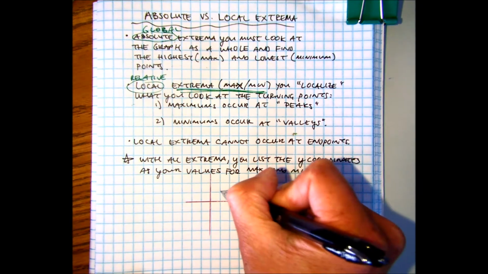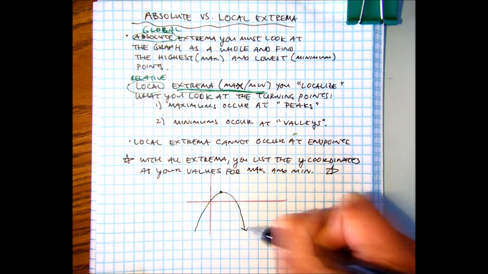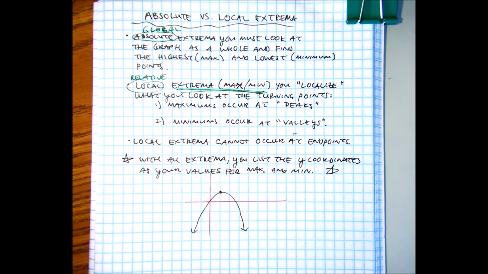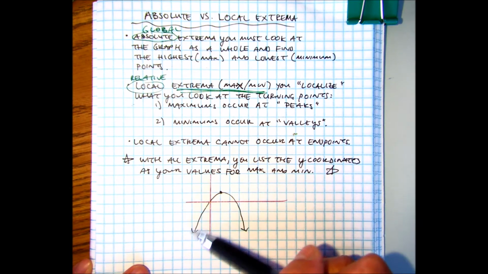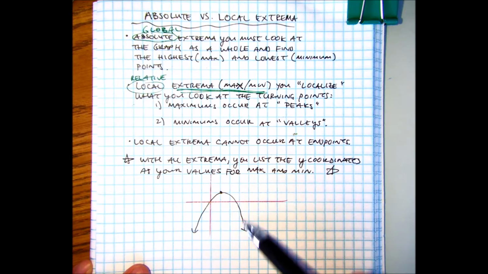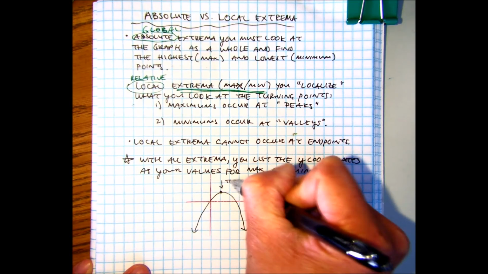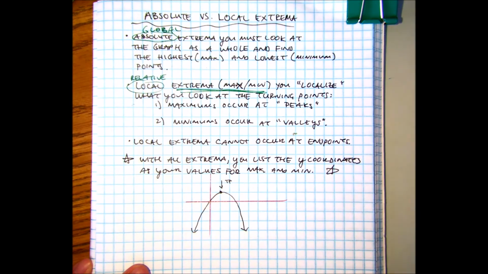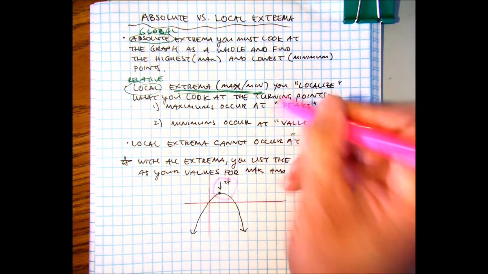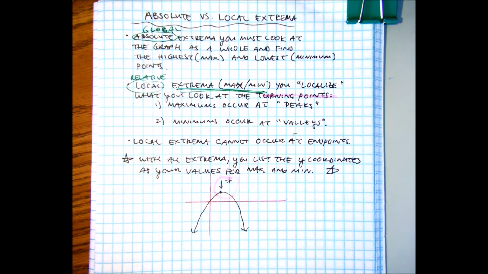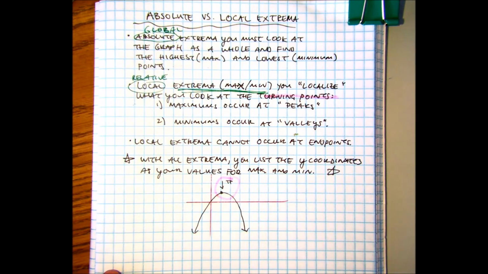Say this is my graph, so this would be considered a turning point. We've learned the words increasing, and then it switches to decreasing. So that would be a turning point, TP, turning point. Maximums occur at peaks. So in this case, we have a maximum.